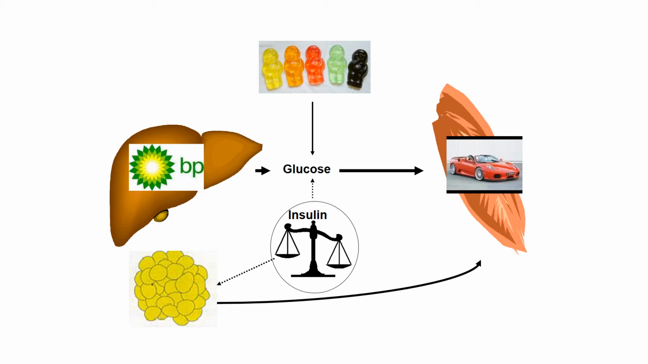Thus, the key in type 1 diabetes is to try and emulate this and try and enter activity with an insulin level which is low enough to allow glucose to be transported from the liver and fat also to be transported.